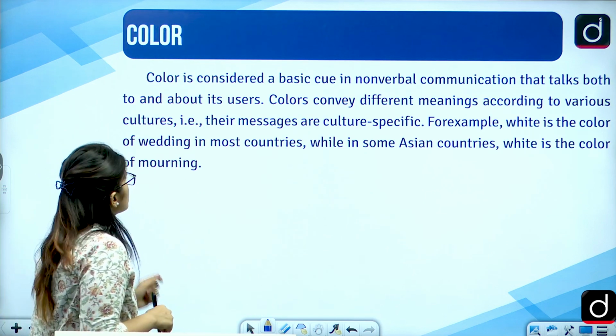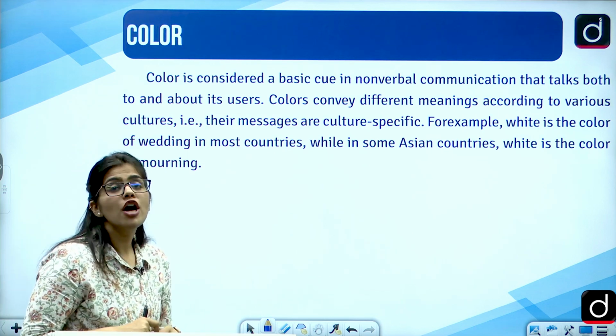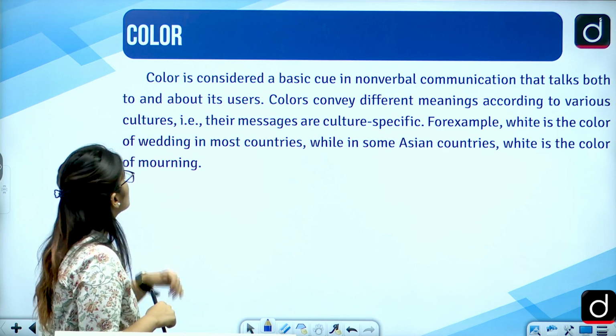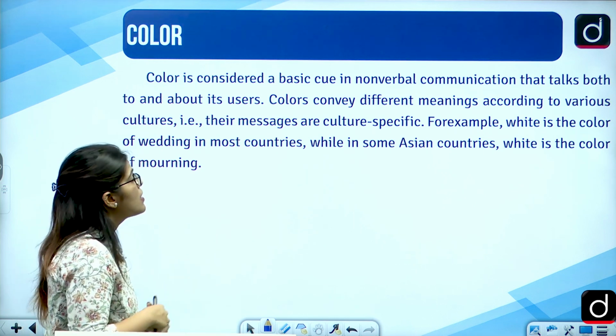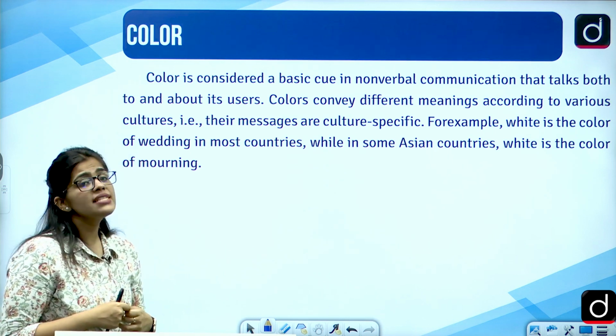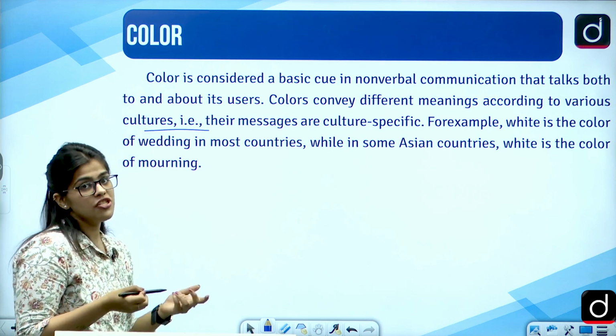Then color. So color is considered as a basic cue that you see in the non-verbal aspect, which talks both about the user and the person who you are communicating with. Colors convey different meanings according to the various cultures. Their messages are very culture specific.